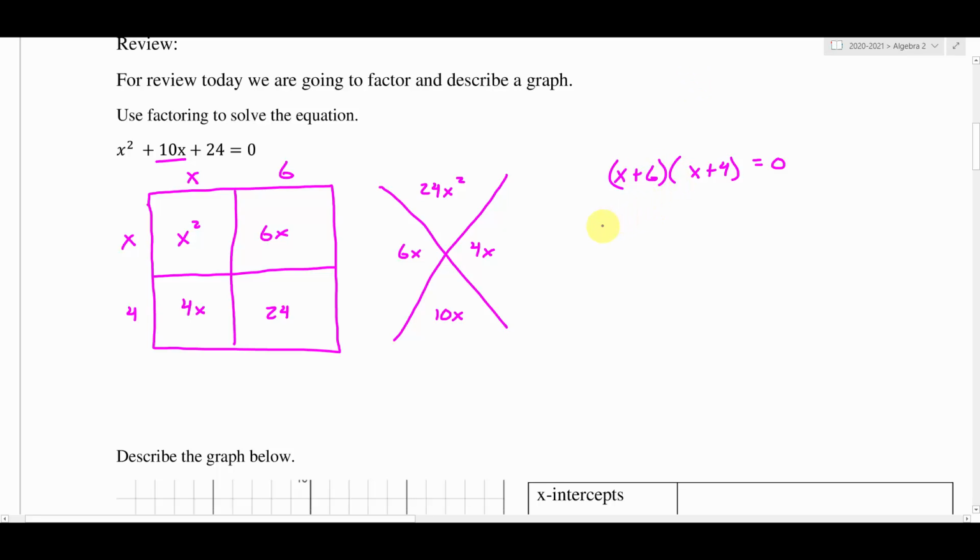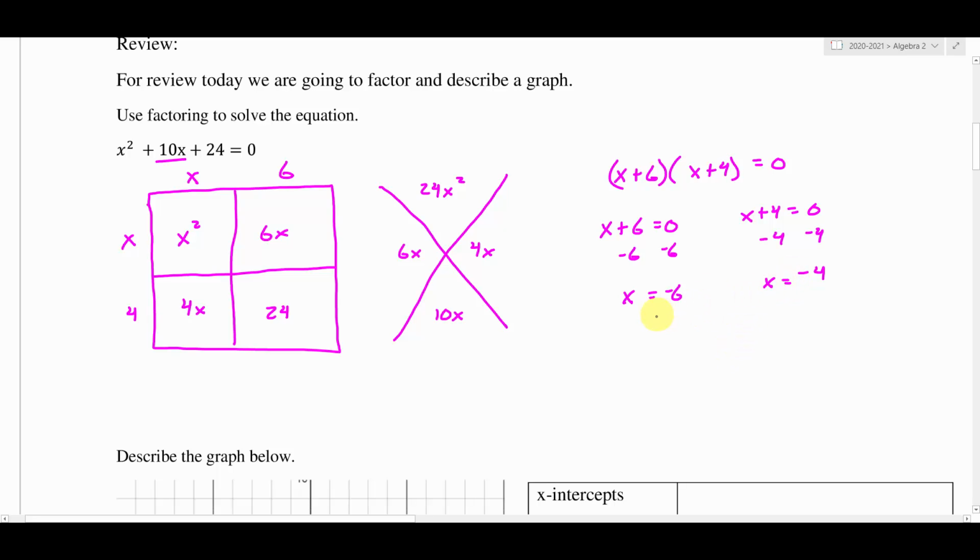So I can take this x plus 6 and set it equal to 0, and then solve by subtracting 6 from both sides. So I'll get x equals negative 6 as one of my solutions. I'll do the same thing with x plus 4, and then subtract 4 from both sides, and we find that x equals negative 4.